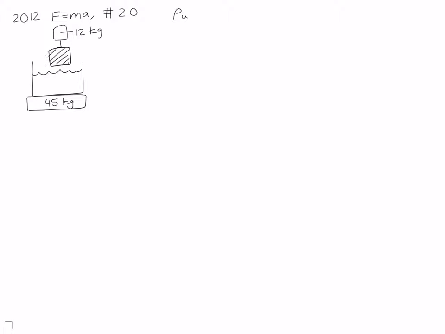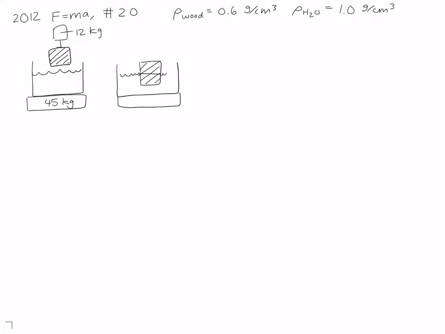We're told that the density of the wood is equal to 0.6 grams per centimeter cubed, and the density of water, namely the density of H2O, is equal to 1.0 grams per centimeter cubed. Now we have this same container, but we're going to submerge our block so that half of the block is above the water and half is submerged. We're asked to find the new readings on our two scales.